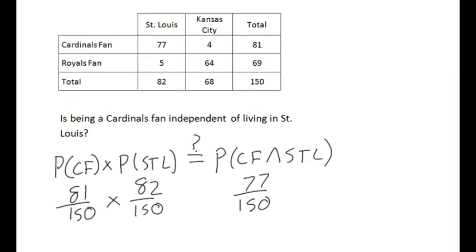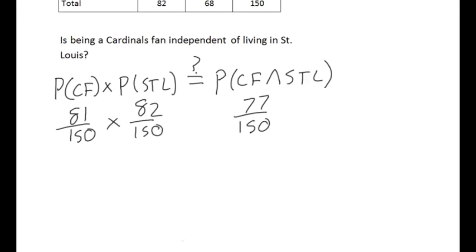And so if we do this calculation, 81 over 150 times 82 over 150, we get approximately 0.2952. And then if we divide 77 by 150, we get approximately 0.5133. And we can see that these are certainly not independent, which makes sense. People who live in St. Louis are probably more likely to be Cardinals fans. People who live in Kansas City, more likely to be Royals fans.